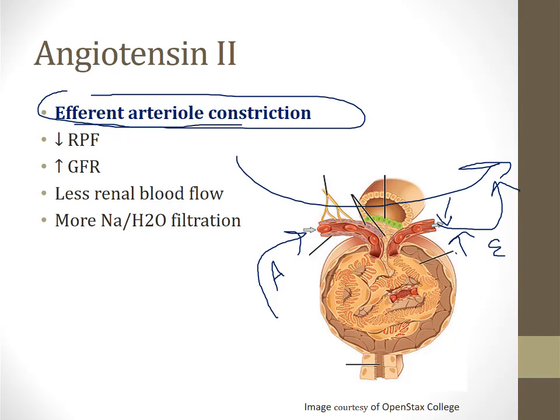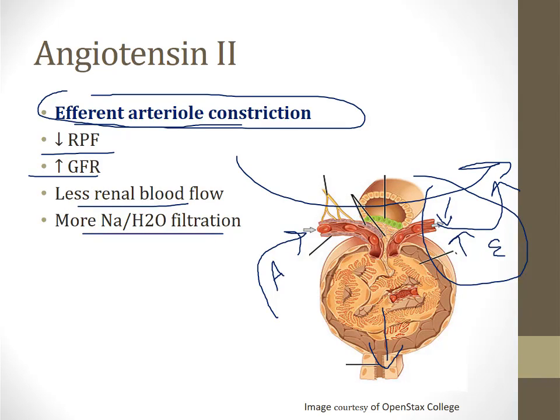And that's going to achieve one of those major goals we talked about in the big picture. We're going to decrease the renal plasma flow. There will be less renal blood flow in general. The second effect of this vasoconstriction of the efferent arteriole is that we are going to raise the hydrostatic pressure in the glomerular capillaries. That is going to increase the GFR and cause more sodium and water to be filtered into the nephron or the lumen.